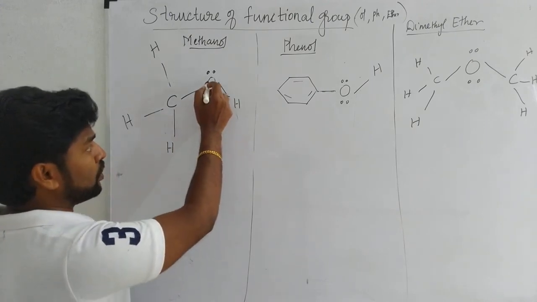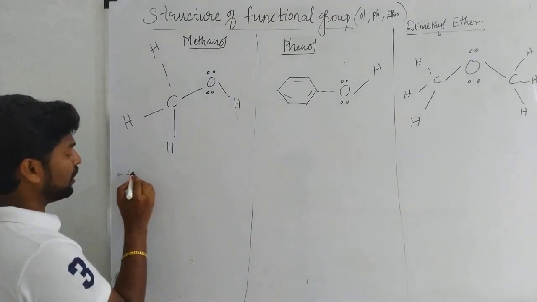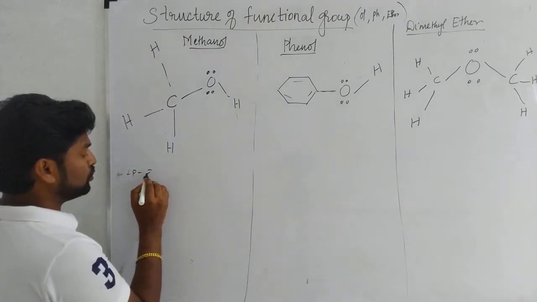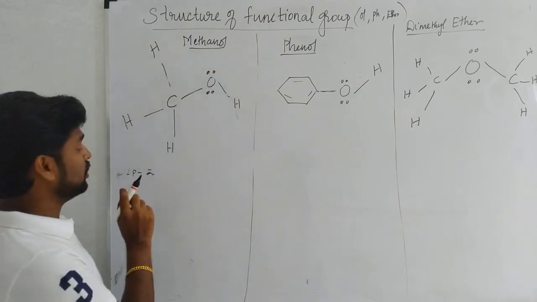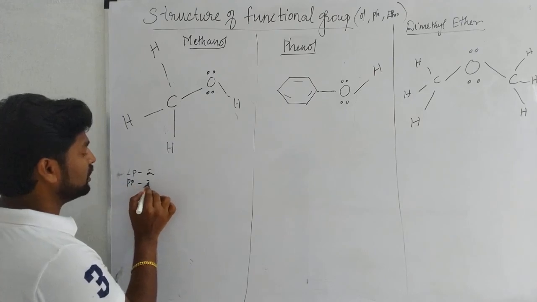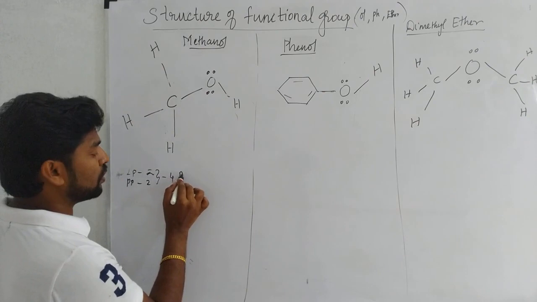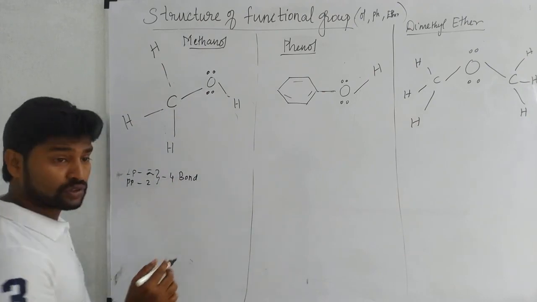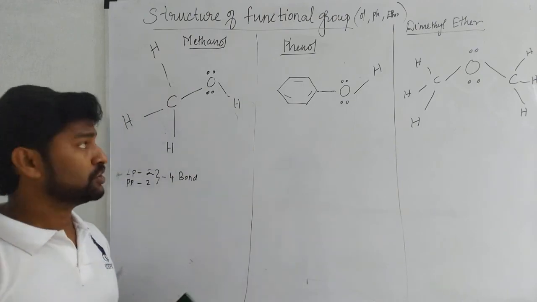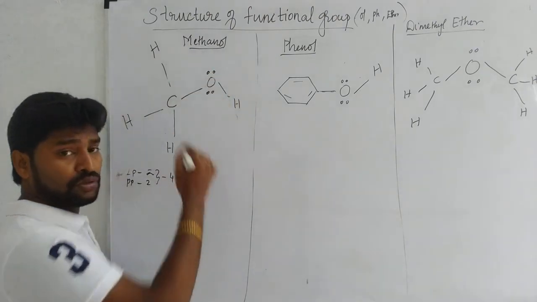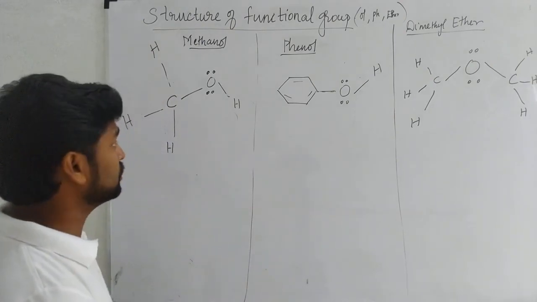So OH, first oxygen. Oxygen, how many bonds are there? Oxygen has 2 lone pairs, 1 and 2, and the bond pairs are how many? 2. This one and this one. Total how many bonds? 4 bonds. So 4 bonds means we know that it is a tetrahedral structure. So what is the structure of this functional group? Tetrahedral structure.